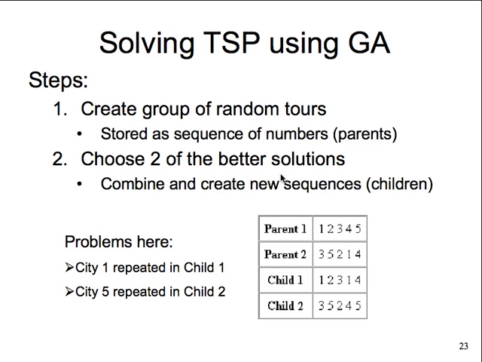And here's some examples with some numbers. Slide number 23. Our steps are: create a group of random tours. So solving it using another solution, here is another example. Stored as a sequence of numbers, or parents. That's what you have. You have a matrix I'm giving you with a sequence of numbers. Choose two of the best solutions. Combine and create two new sequences. You can actually create more than two. Add them up, and then you've got your answer.